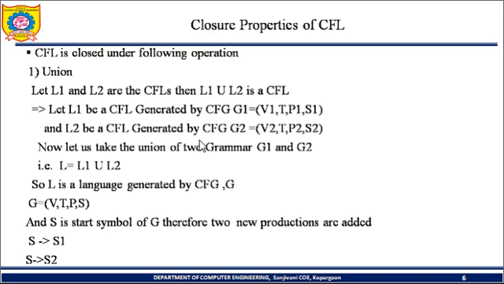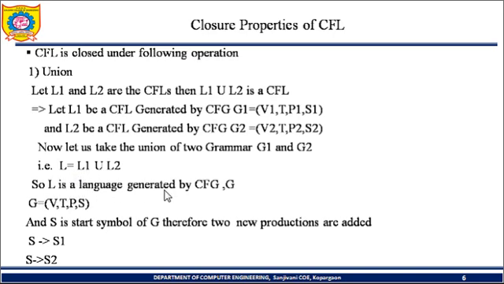V2 is the set of variables for the G2 grammar. T is the set of terminals. P2 are the productions of the grammar G2, and S2 is the starting variable of the grammar G2. Now let us take the union of these two grammars G1 and G2. That is nothing but, first of all, we need to take the union of the two languages, L1 union L2, that is shown here.